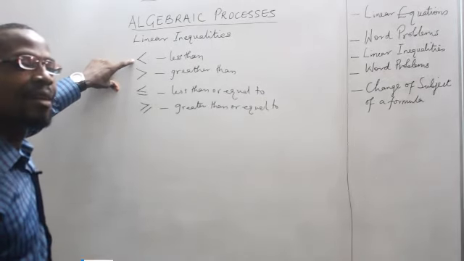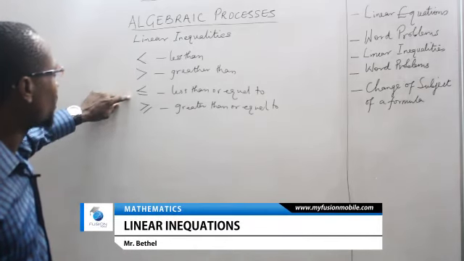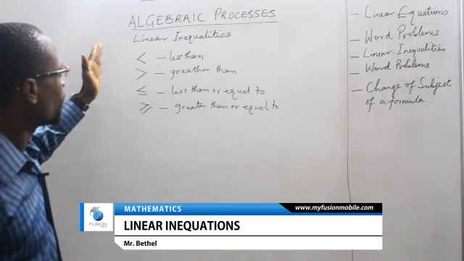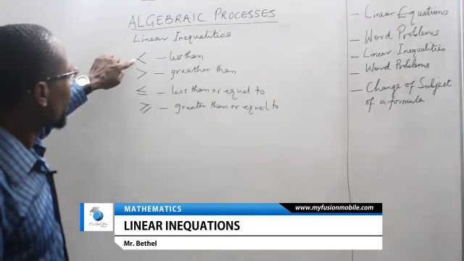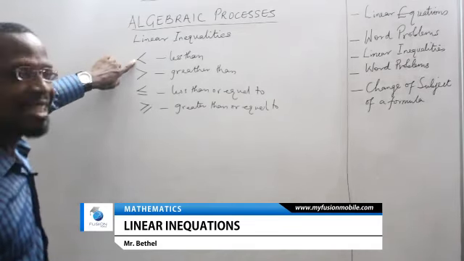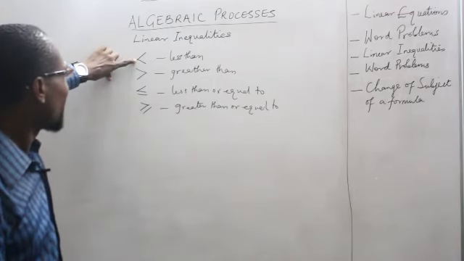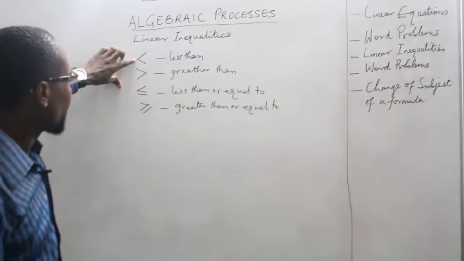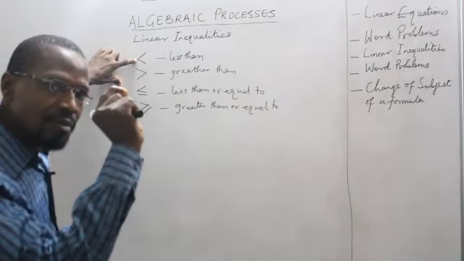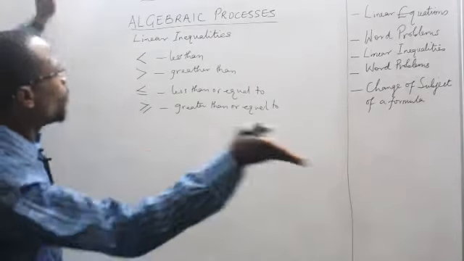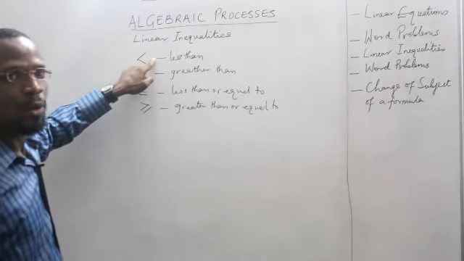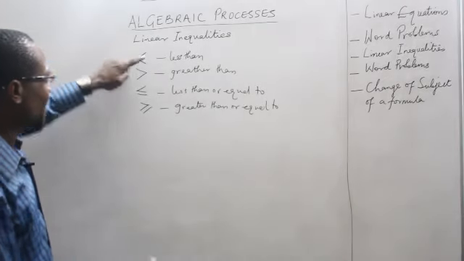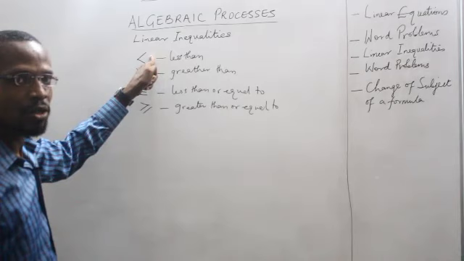Now look very well at these symbols. Coming from the left, okay, the pointed end is small and then opens up to the right. So whatever is on the left side of this symbol is less than whatever is on the right of it.